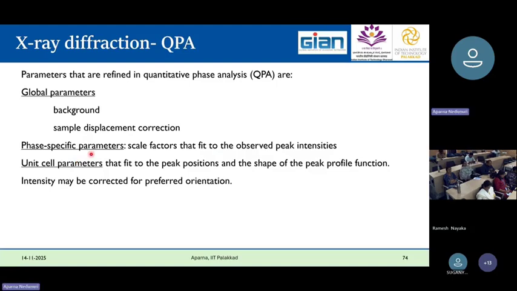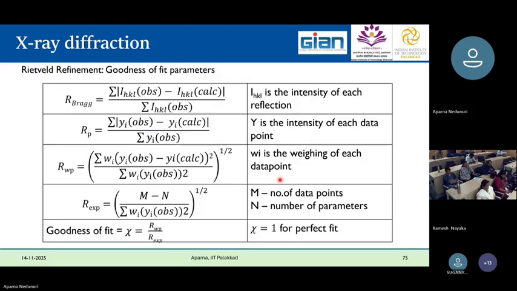Phase is like you can have several phases in one particular crystal. The phase specific parameters are related to scale factors that can fit to the observed peak intensities. You'll also have unit cell parameters which can be refined during quantitative phase analysis. This will fit the peak positions and the shape of the peak profile function. Towards the end, we can also correct the intensity through preferred orientation.